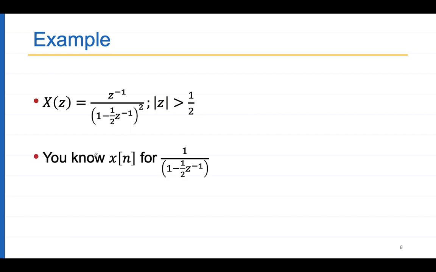We already know x[n] for 1 upon 1 minus half z inverse. This is our simple thing, because we know it's a right-handed sequence, mod z greater than half, so a to the power n u[n], right? Now we can use the derivative. If I differentiate this, what do I get? I get a square in the denominator, and that's it. If I use this, I can very easily derive the form of x[n].